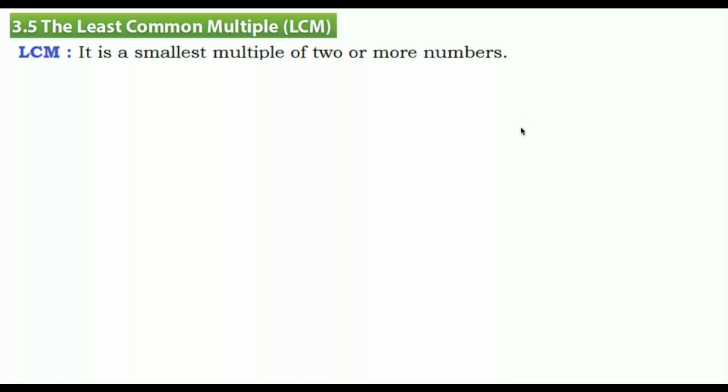Today I am going to talk about the fifth section of chapter 3, which is the least common multiple, LCM. What's LCM? LCM is the smallest multiple of two or more numbers.